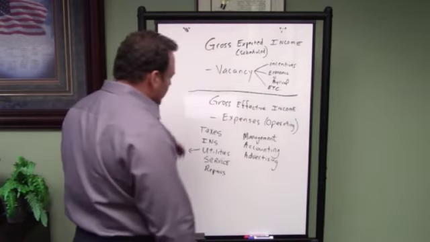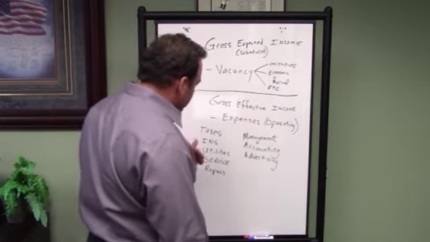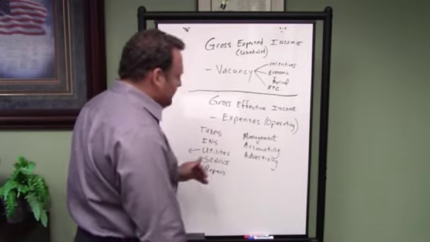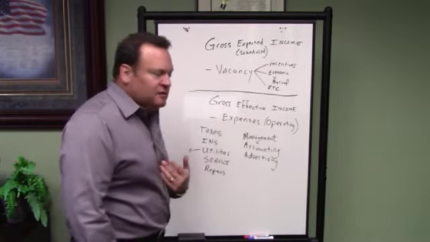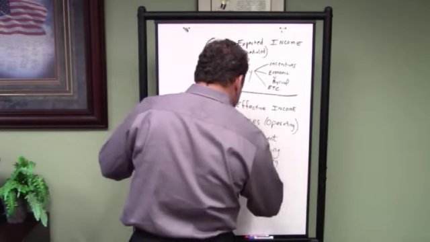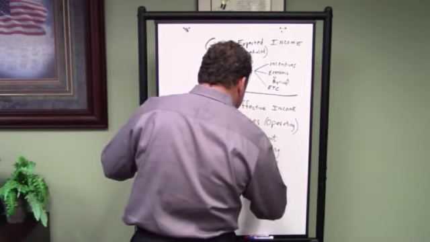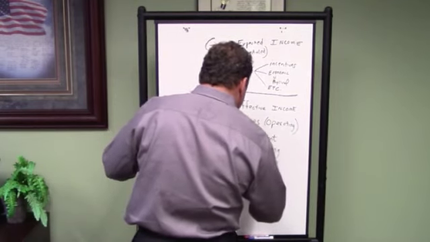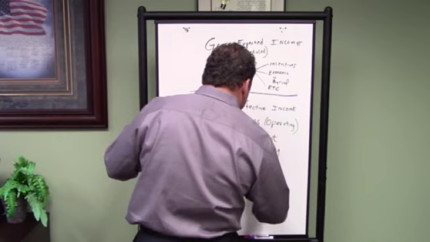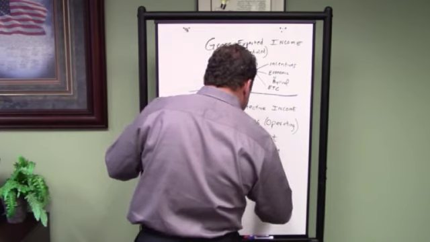Okay. What else? So you have taxes, insurance, utilities, service, repairs, management, accounting, advertising. What about me? Lawyer fees. You're going to have eviction, and you're going to have cleaning of units that are vacant.